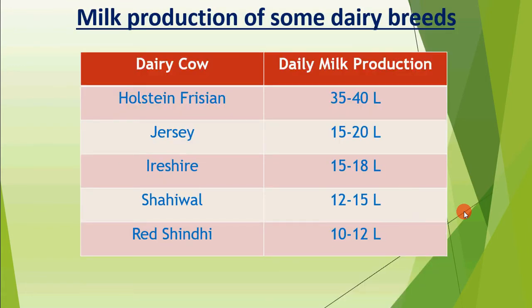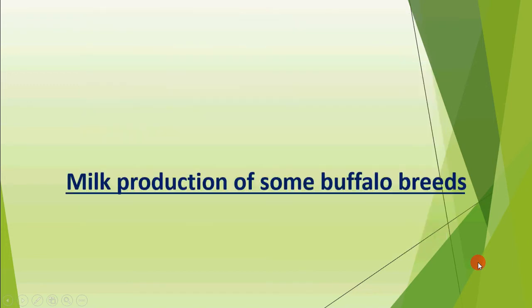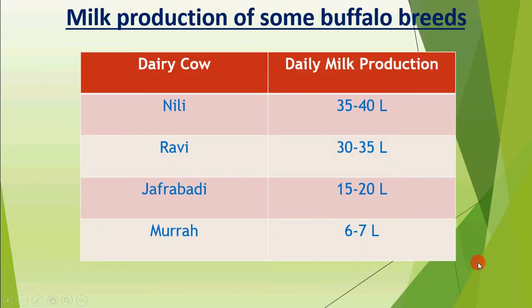Next is milk production of some dairy breeds. You have to understand some cows' milk production per day. If you have a look, the Holstein Friesian cow provides 35 to 40 liters of milk per day. Then Jersey cow provides 15 to 20 liters per day. Ayrshire provides 15 to 18 liters per day. Shahiwal provides 12 to 15 liters per day. Red Sindhi provides 10 to 12 liters per day. So the best is if you rear Holstein Friesian, 35 to 40 liters.